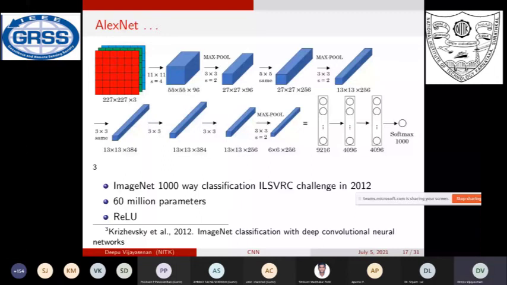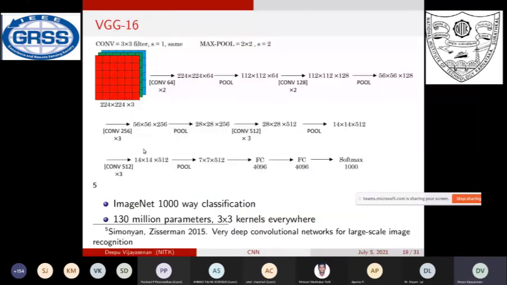Okay, so let's go to the next one. The next one is VGG16. So AlexNet was in 2012. Another major one, VGG, was in 2015. As the name indicates, it was a 16-layer neural network. And there were a couple of specialties compared to the previous one.